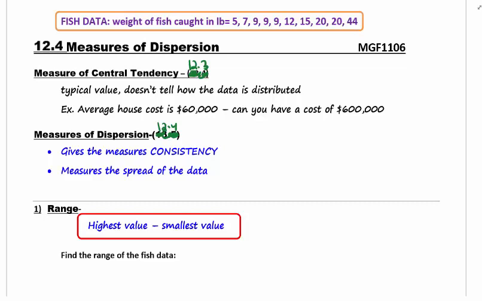How consistent is your data? We are going to measure the spread of my data set. We are only going to deal with 2. There are more than 2, but in this course we're going to deal with the range and the standard deviation. The range is super straightforward, and remember, you need to differentiate between range and mid-range.